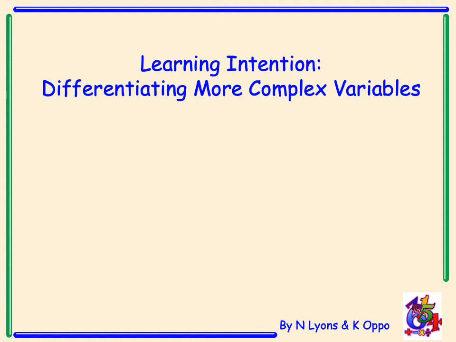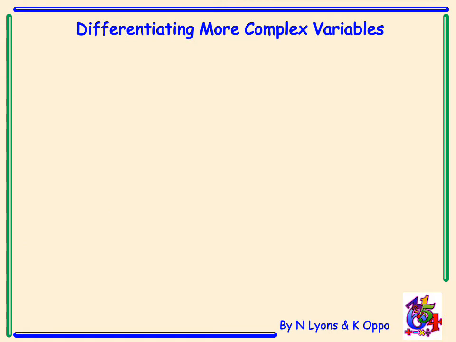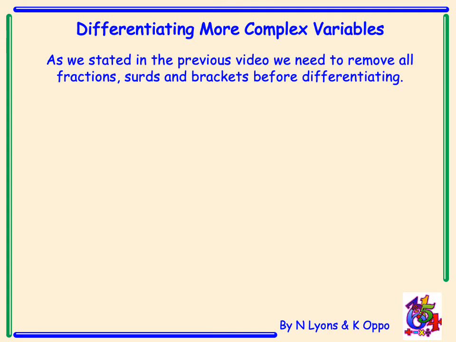Today we are going to learn about differentiating more complex variables. The National 5 Essential Skills are surds and indices. Differentiating more complex variables. As we stated in the previous video, we need to remove all fractions, surds and brackets before differentiating.